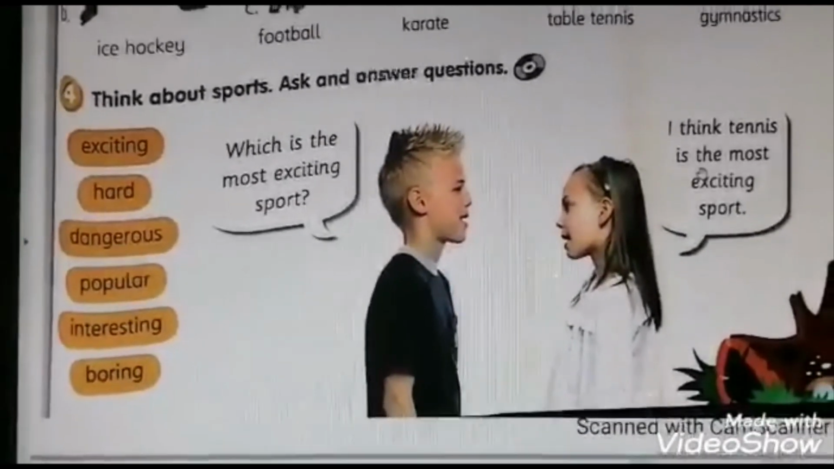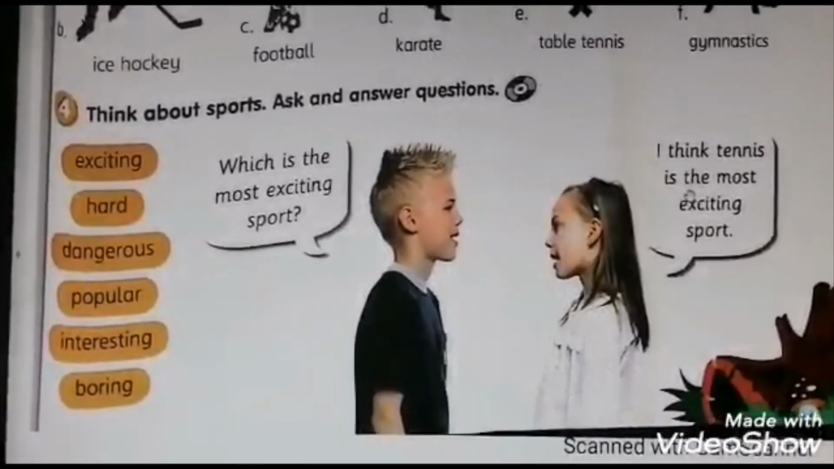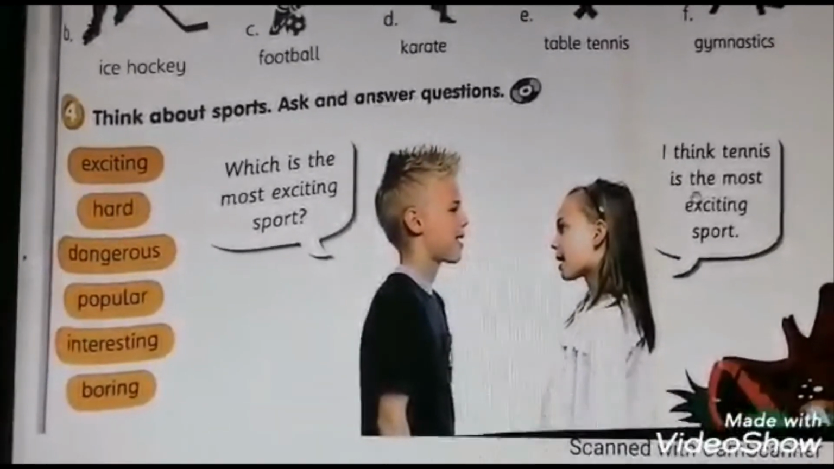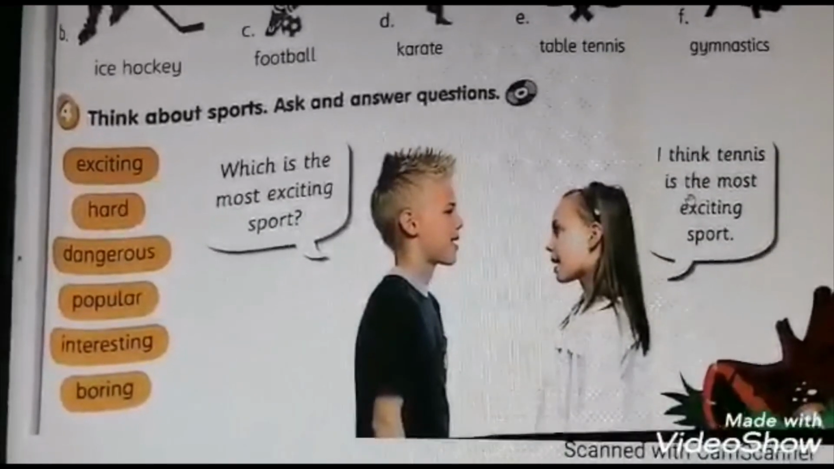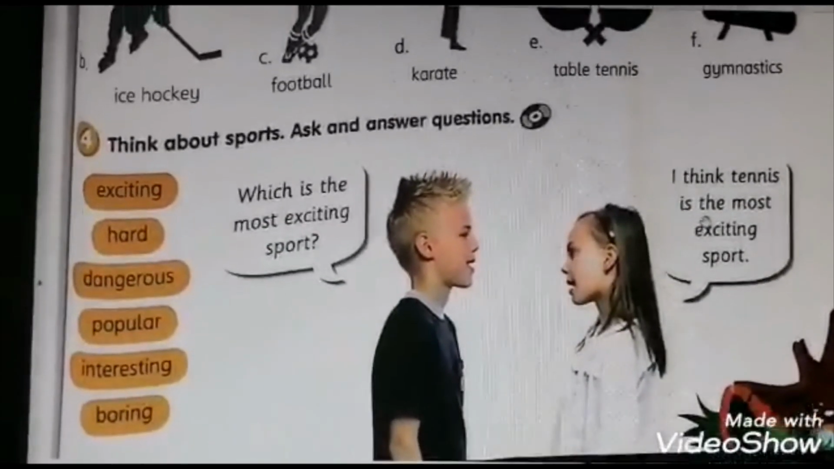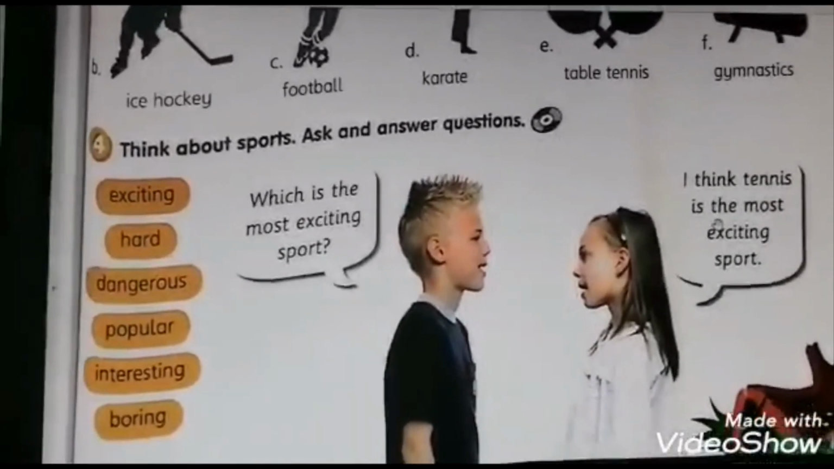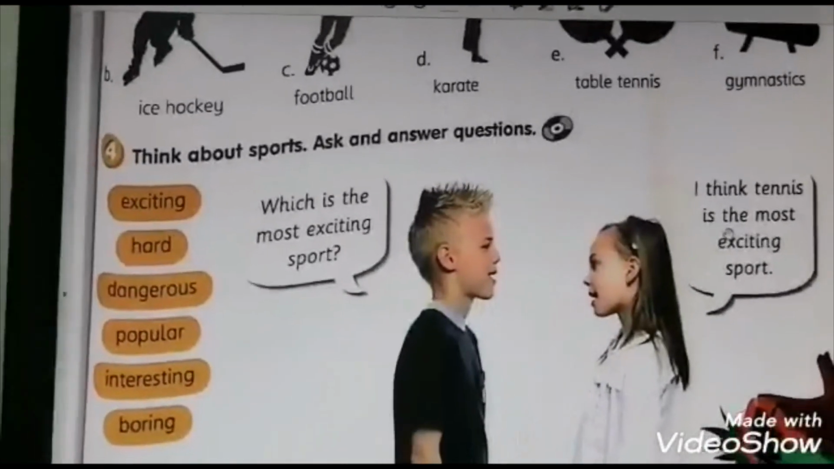Look at activity 4. Think about sports. Ask and answer questions. Look at the picture. What do you think they are doing? Alex and Sue are playing the guessing game, which we used to play in class. We used to play with our friends, but here you're going to play with your siblings or maybe your parents.